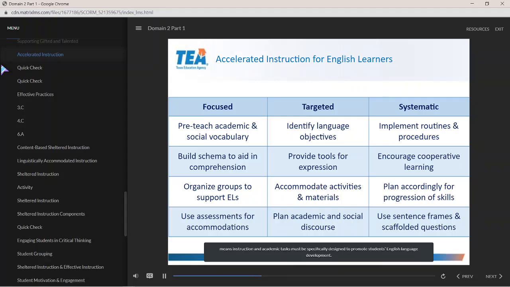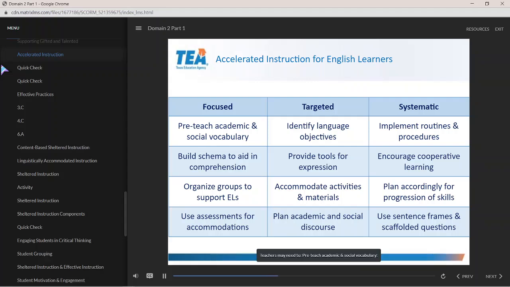Focus means instruction in academic tasks must be specifically designed to promote students' English language development. Teachers may need to pre-teach academic and social vocabulary, build schema to aid in comprehension, organize groups to support ELs, and use assessments for accommodations. Targeted requires that the instruction and academic tasks are purposefully aligned to the language proficiency level of ELs. Teachers may need to identify language objectives, provide tools for expression, accommodate activities and materials, and plan academic and social discourse. Systematic refers to instruction and academic tasks that are carefully planned and consistently implemented to address the progression of skills necessary to support the accelerated learning of English.